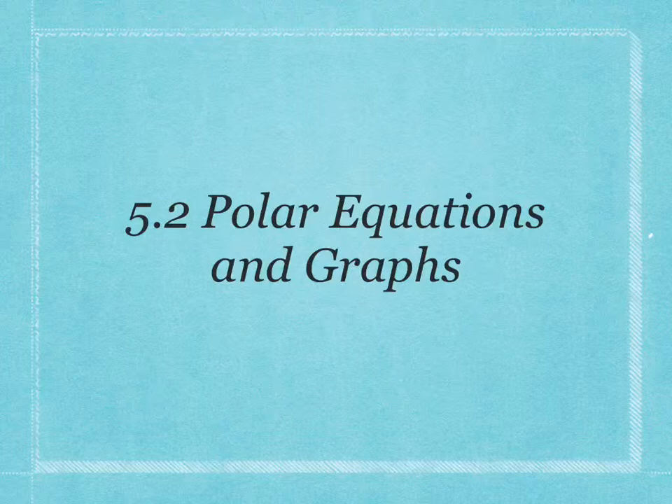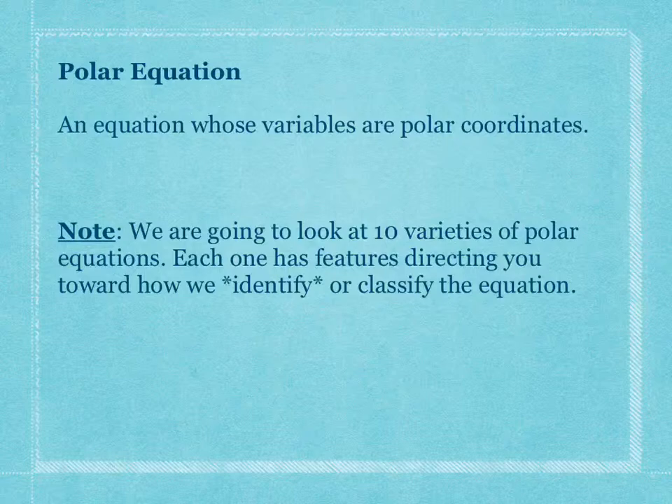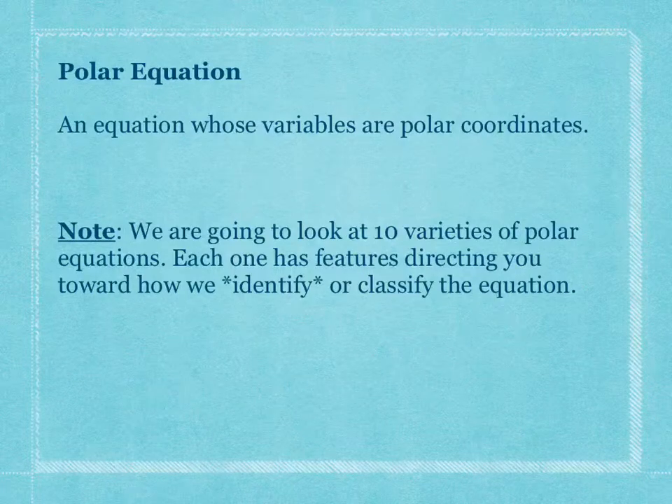You've seen a lot. So this is a crash course in polar coordinates, and you'll see from the get-go that a polar equation is simply an equation whose variables are polar coordinates. You found some of them back in section 5.1. We didn't graph them, but we found them. The one you found on the quiz, r equals 4, was x squared plus y squared equals 16. So you found some equations in the last section.